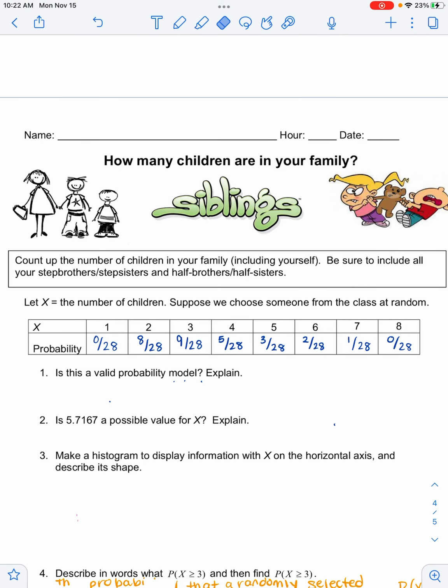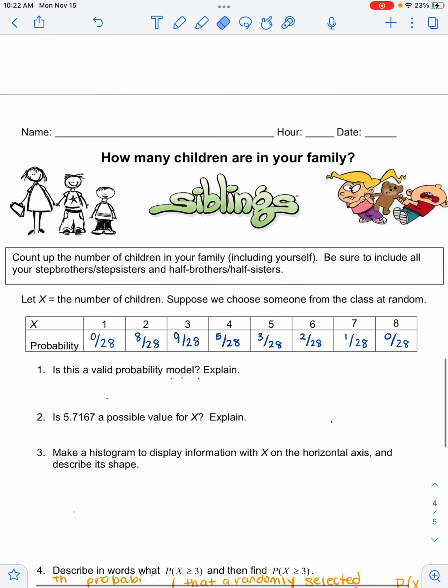Hey guys, so today we're going over discrete random variables and we're going to use the context of how many children are in your family. Because I'm not doing this with you, I just have some data collected from first period. But here it is, the probabilities of having 1, 2, 3, 4, 5, and so on children in your family are listed right here.